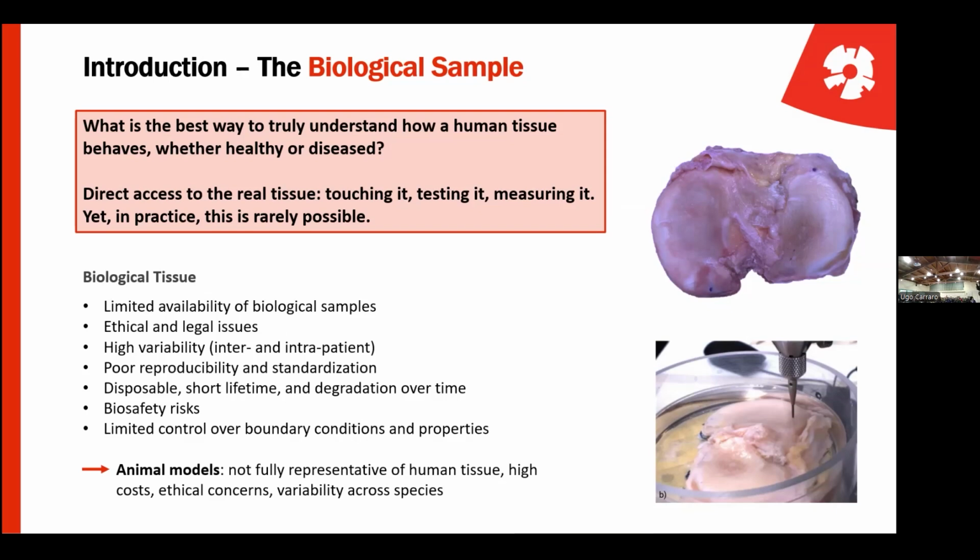So a biological sample is, of course, the gold standard, but it lacks different things. For example, there are biosafety risks, limited control over boundary conditions, and so on. A possible solution could be the use of animal specimens, but also in this case, the animal tissue is not always representative of human tissue. And also, there are still ethical and legal issues present and a high variability between species.